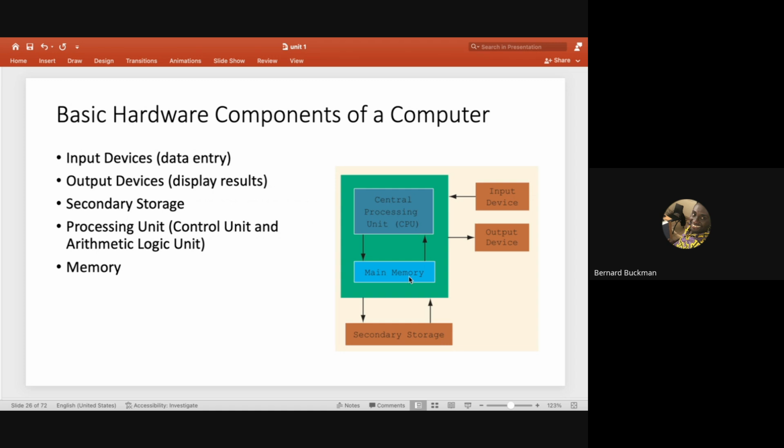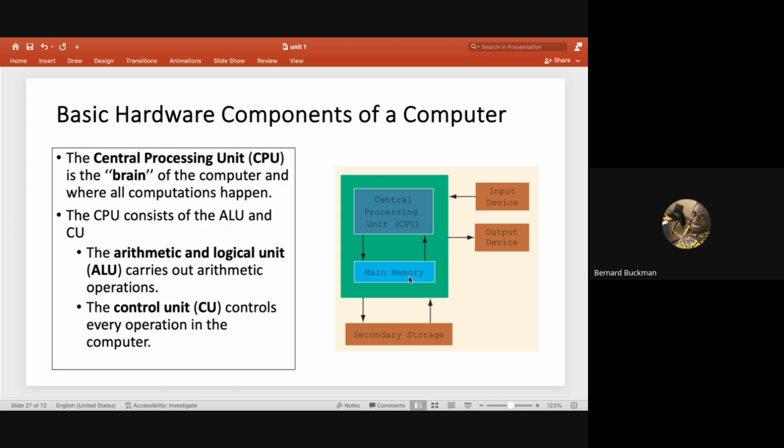Okay, now when we picture a computer system, we can picture it like these 5 things. We have a central processing unit, something called the CPU. We have main memory or primary memory. We have secondary memory or secondary storage. We have input devices. We have output devices. Now let's look at them one by one.